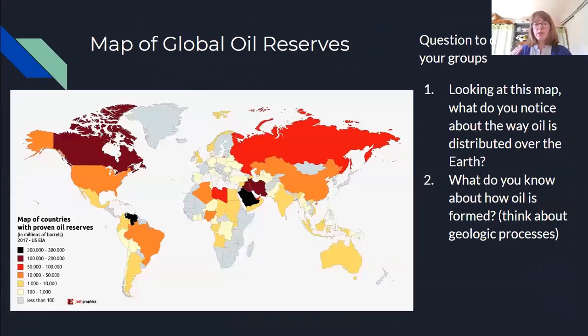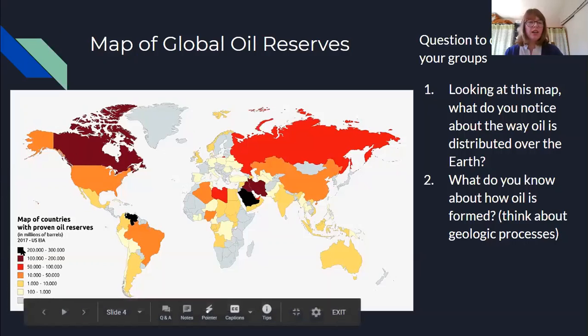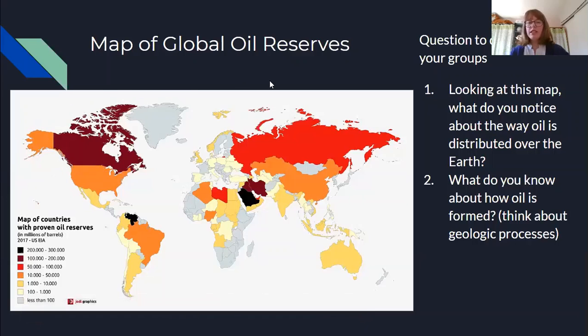All right, what I wanted to show you right now is a map of global oil reserves. Tar is very similar to oil. It's made in very similar ways. Tar is just a really crude type of oil. You can see in this map, the darker the color, the more oil is found in that country. Look at where the oil is found, where you can see it.